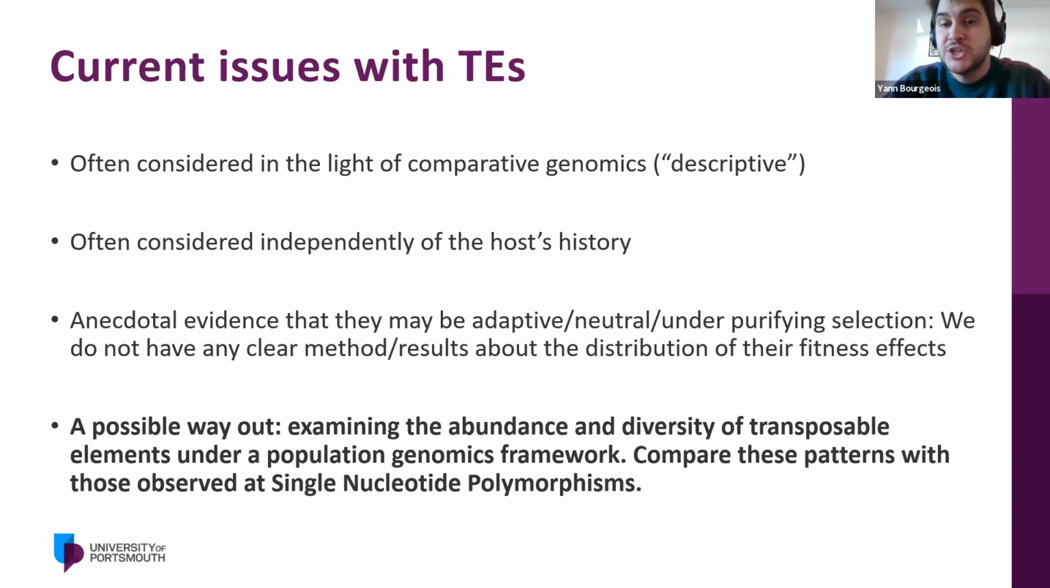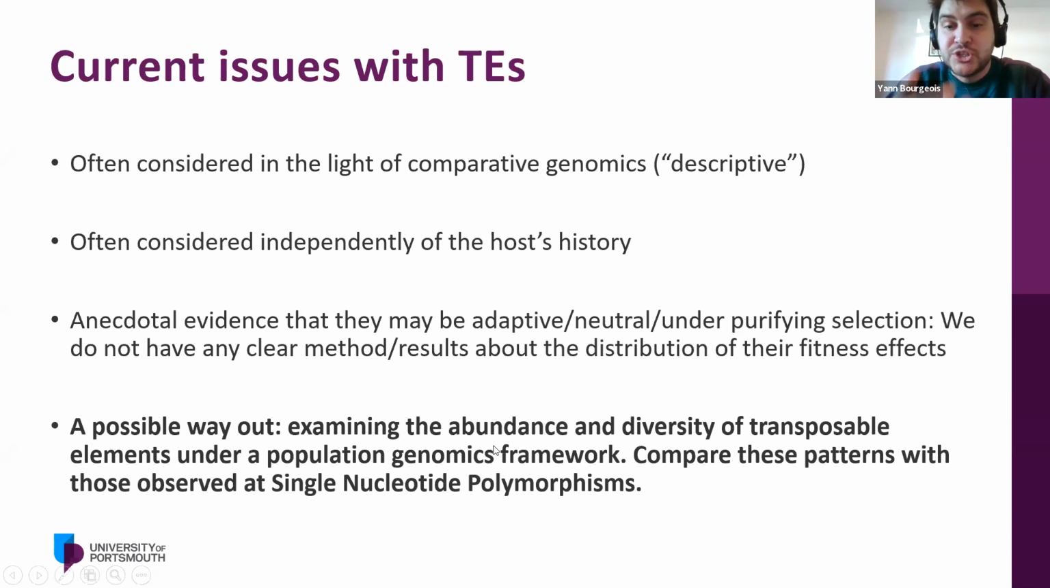How many TEs are actually adaptive? Are they always adaptive, or is it really context dependent? What's the fraction of TEs that are neutral? So basically, what we are trying to do with population genetics is to understand, not only for TEs actually, what is the distribution of fitness effects of new mutations or new variants. So in the case of TEs, the same question applies. We try to understand what are the fractions of TEs that will be adaptive, under purifying selection, or neutral, and what is the strength of selection against them.